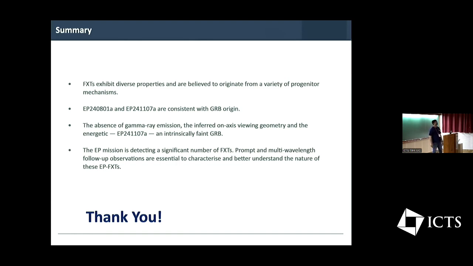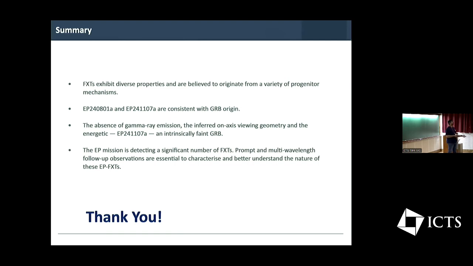Hey Deepak, of these 50 or more FXTs discovered by EP, at least some of them, I believe, are also seen by BAT or GBM. So how does the duration compare in this population between the gamma-ray instruments and EP? For the same burst, what is the duration difference between Fermi GBM and EP?